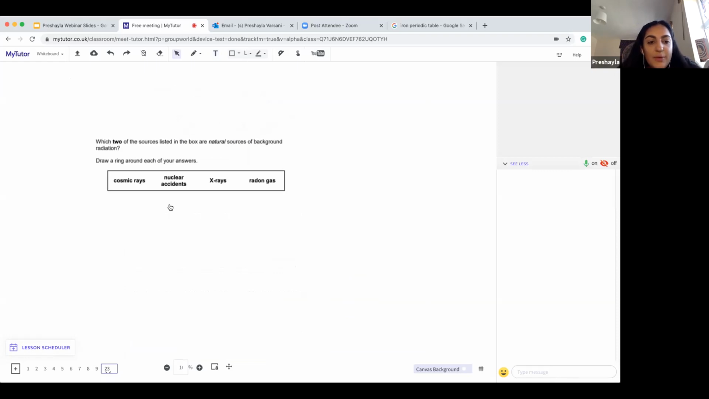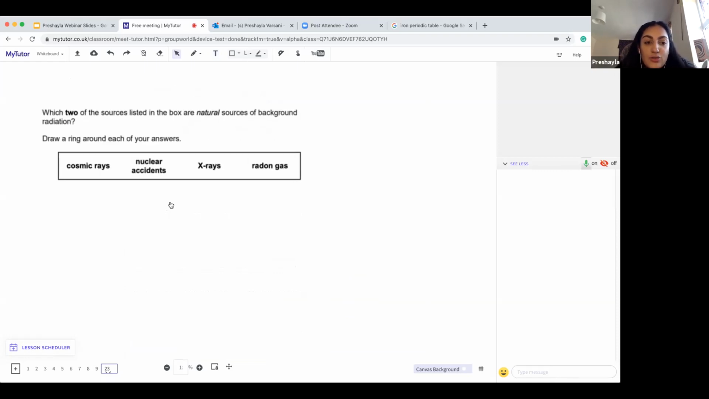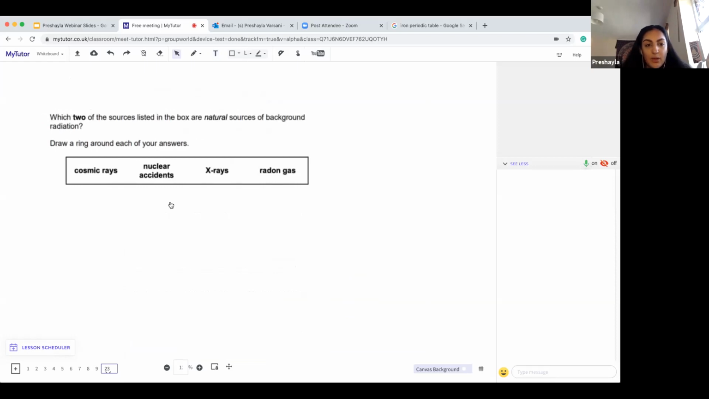Okay, which two of the sources listed in the box are natural sources of background radiation? So which two are natural sources? What do we think? What are naturally occurring sources? They have no human input whatsoever. Feel free to abbreviate your answers if you want. You don't need to write out the whole words. I'm sure I know what you mean.